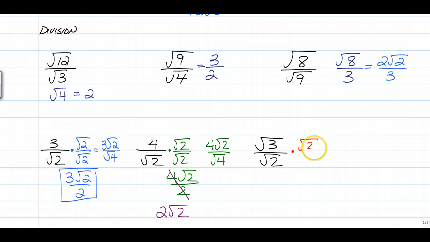You have to multiply the top and bottom by the square root of 2. Now, square root of 3 times the square root of 2 is the square root of 6 over the square root of 2 times the square root of 2 is 4, which we know square root of 4 is 2. Now this you cannot simplify any further because the 6 is inside of a radical and the 2 is not. So that one is done.